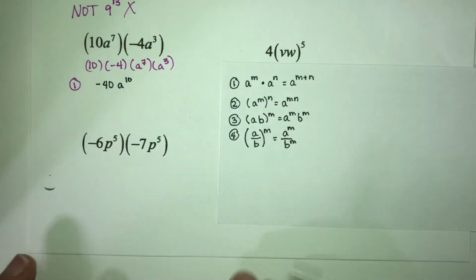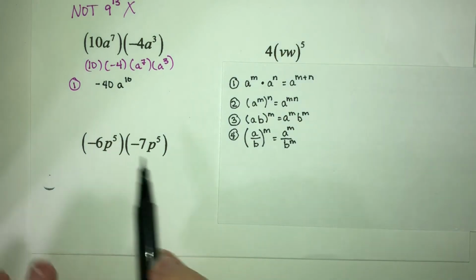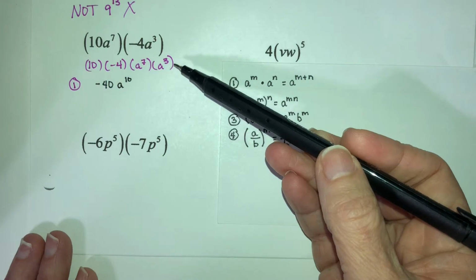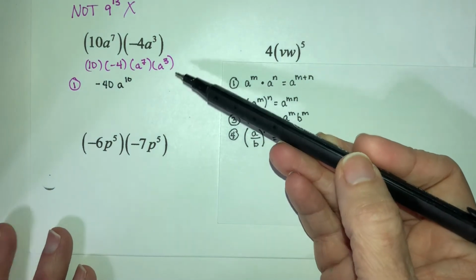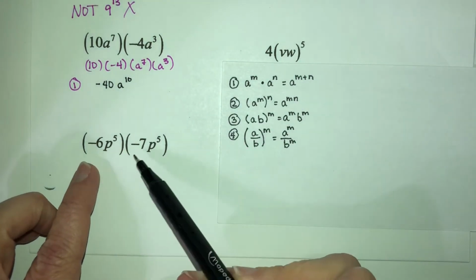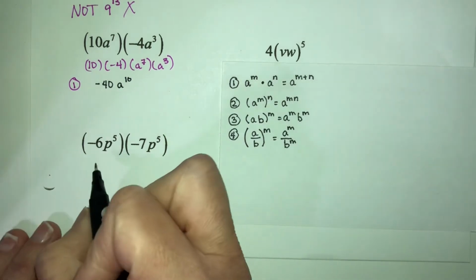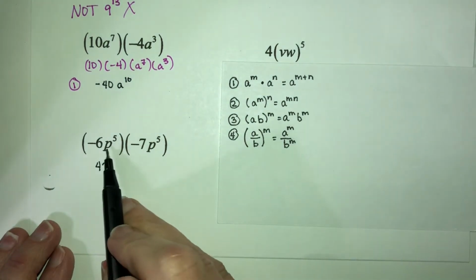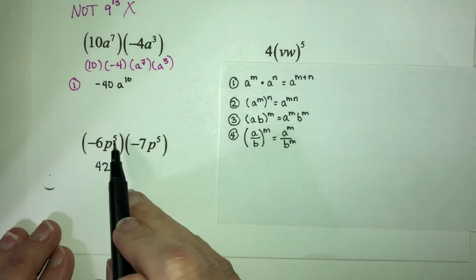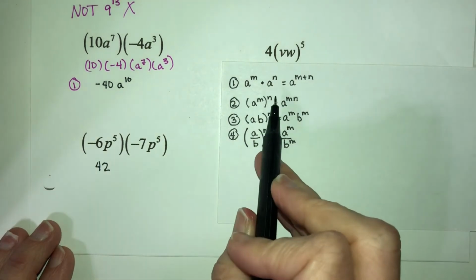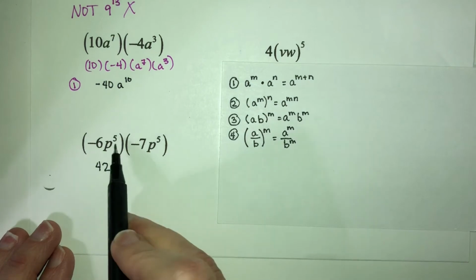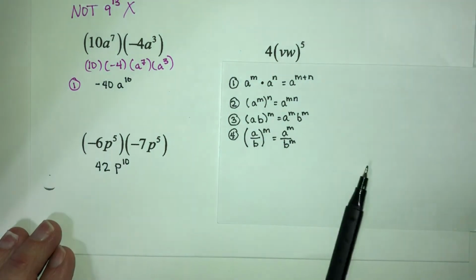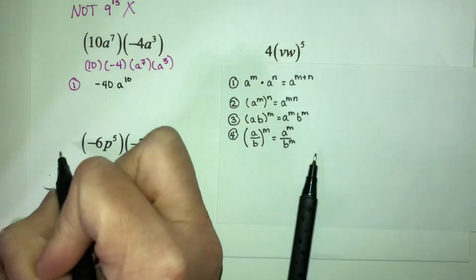This next problem is basically the same. We've just got 2 negatives in here. Now, I'm not going to write out this step this time because I think you can skip it. Negative 6 times negative 7 is going to be positive 42. I have the same base here, p and p. So I get to add up these because this is property number 1 again, same base, multiplication. 5 plus 5 is 10. And this was property number 1.